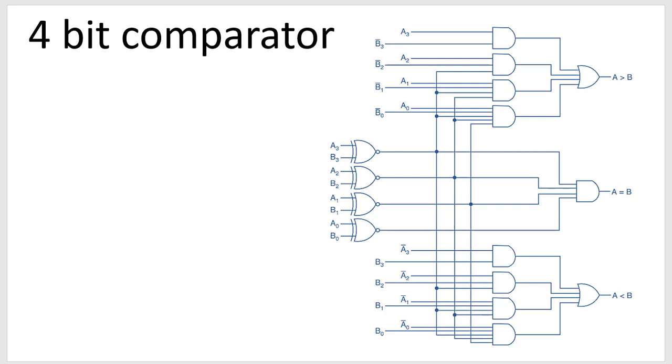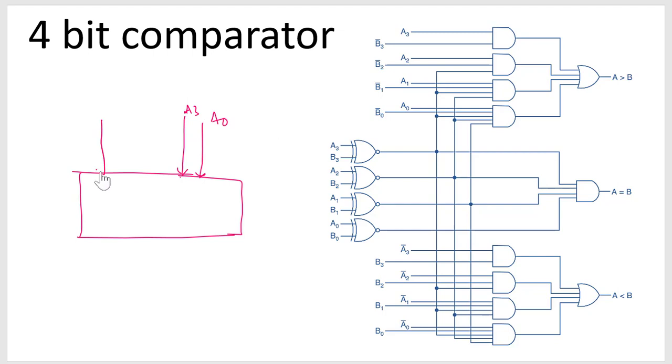If you put this entire circuit in a simple block diagram form, you are going to have a small block where you have your A0 to A3 here, and your B bits, B0 to B3 here, and you are going to have 3 outputs. One is A equals to B, another is A greater than B, and the other is A less than B. So this is a simple 4-bit comparator block diagram.